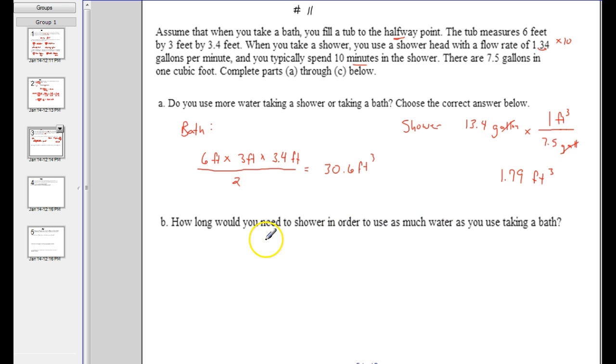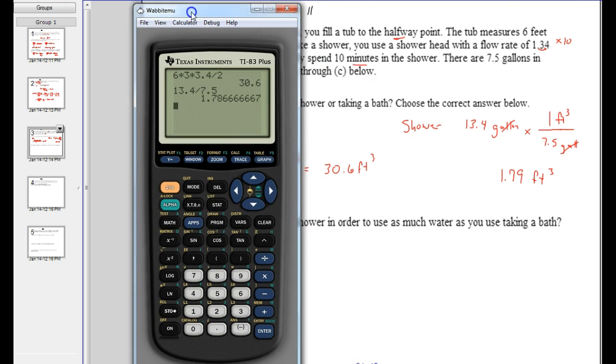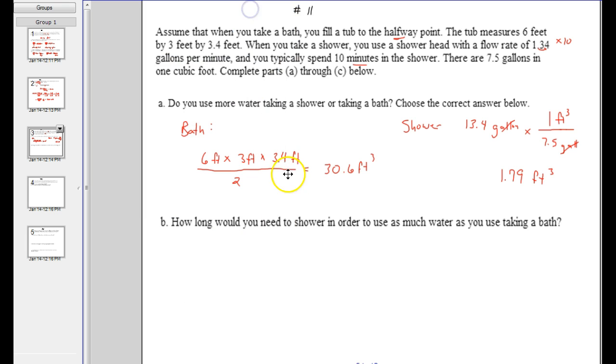Alright, and then if you noticed when I brought the preview of the question up, it has you subtract to see how much more this is. So 30.6 minus 1.79, I'll just call that 1.8, is 28.8 more cubic feet for the bath.